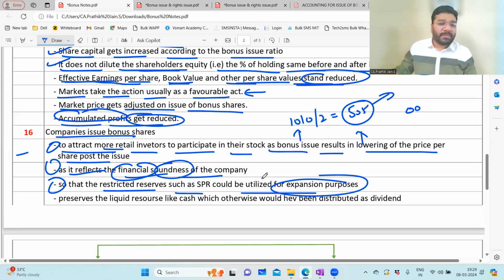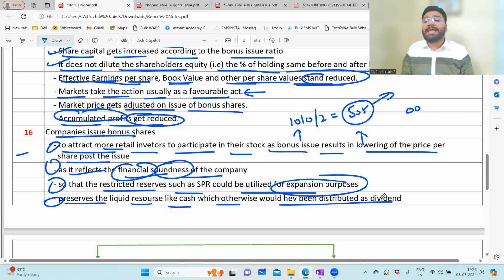Correct? No? Next advantage, again for the company: preserve liquid resources like cash, which otherwise would have been distributed as dividend.